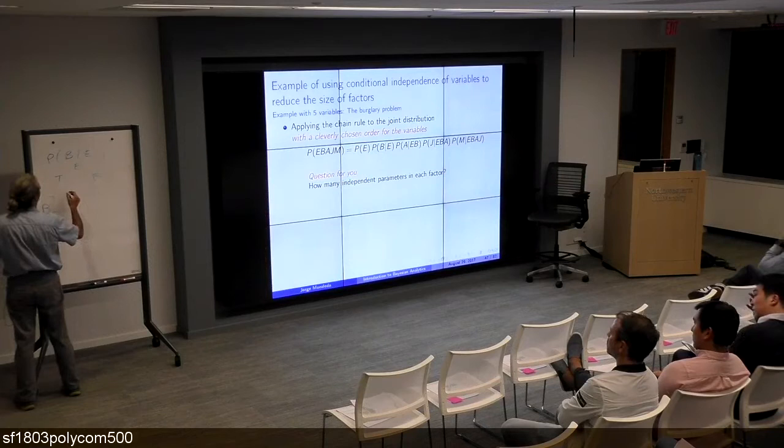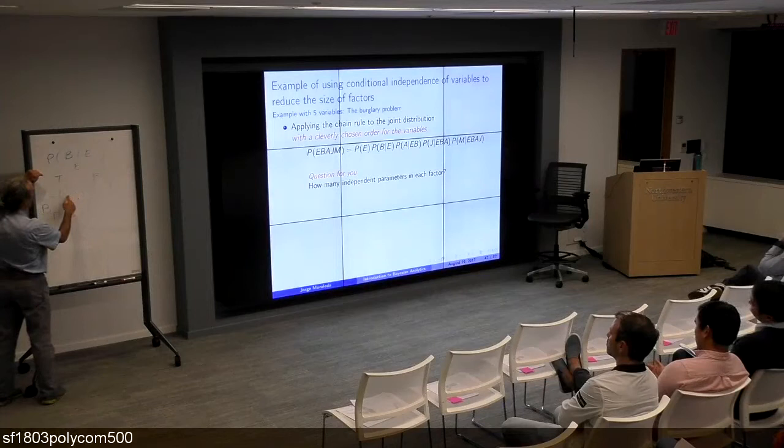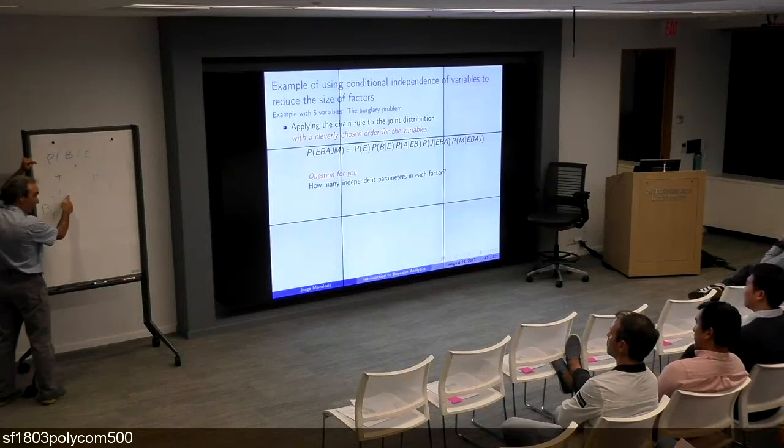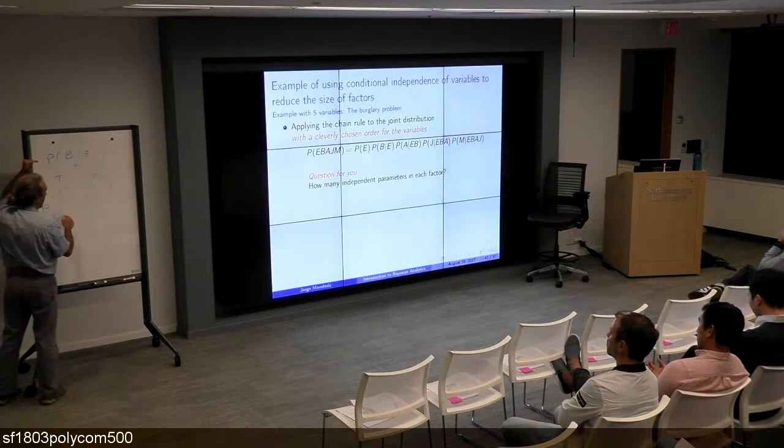Now, this is a function that needs to answer, if E is true, what is the probability that B is true? If E is true, what is the probability that B is false? So there are four numbers here. The probability that a burglary is happening given that an earthquake is happening. The probability that a burglary is happening given that an earthquake is not happening. The probability that a burglary is not happening given that an earthquake is happening, and the probability that a burglary is not happening given that an earthquake is not happening. So these are the four numbers I need to fill in.